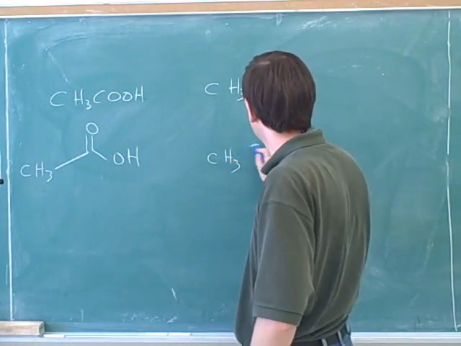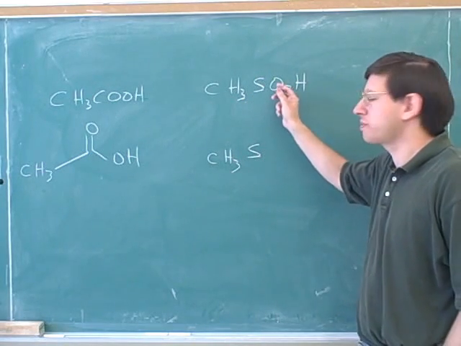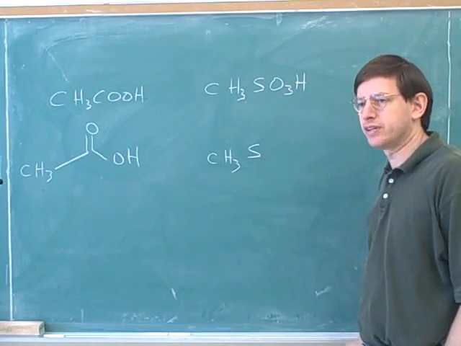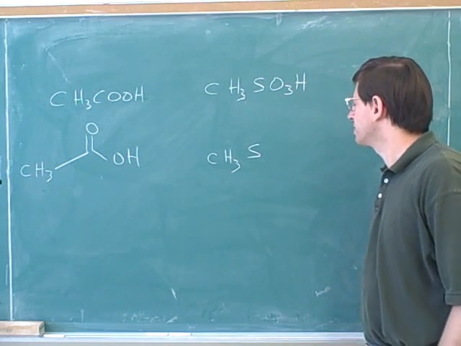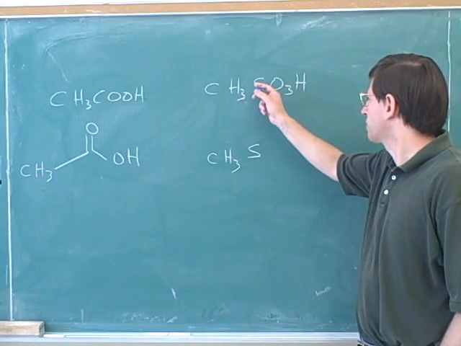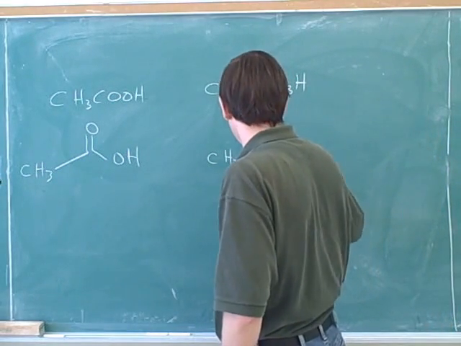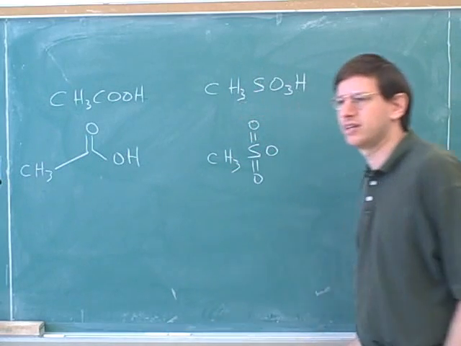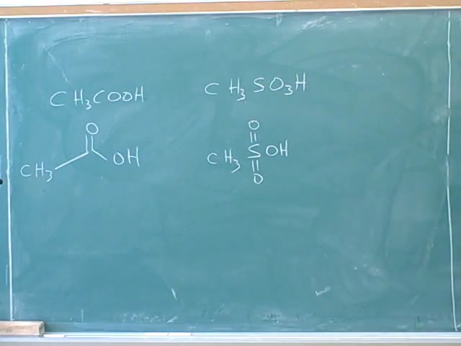We got the methyl group, and we have the S, and now we need to figure out how we can arrange 3 oxygens around this sulfur. That's something we could figure out by going back to drawing Lewis structures, but it might take us a while. How are we going to arrange these 3 oxygens? It turns out that they arrange like this. It's similar to the sulfuric acid that we've been using.